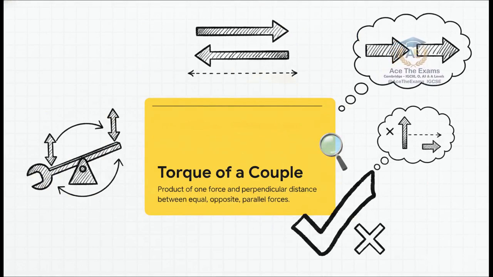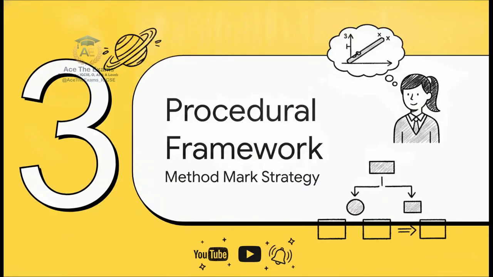A couple is a pair of forces, but not just any pair. They must be equal in magnitude, opposite in direction, and parallel but not acting along the same line. The torque of a couple is calculated by multiplying one of the forces by the perpendicular distance between the forces. Students constantly double the force or halve the distance incorrectly. By memorizing this precise definition, you instantly bypass a trap that catches out over 60% of candidates every single year.